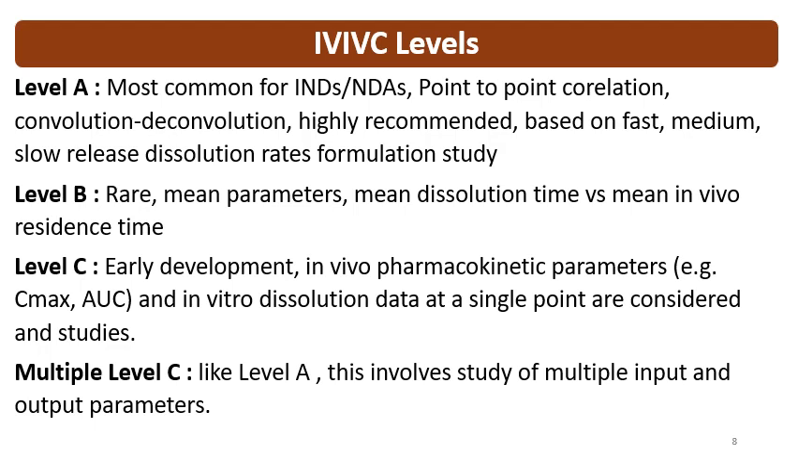Then level B is somewhat rare. It uses the mean parameters like mean dissolution time versus mean in vivo residence time, that is MDT and MRT. Level C is used in the early development. In vivo pharmacokinetic parameters like AUC, Cmax are used, and in vitro dissolution data at a single point are considered for the studies. Multiple level C is like level A. This involves study of multiple input and output parameters. Input parameters are nothing but the release of the API, and output parameters are the plasma concentration parameters.